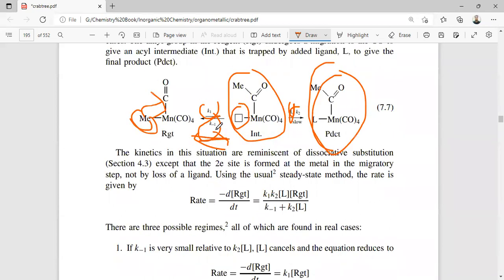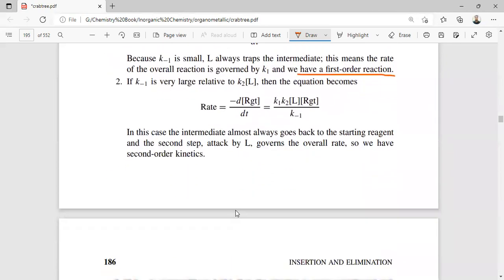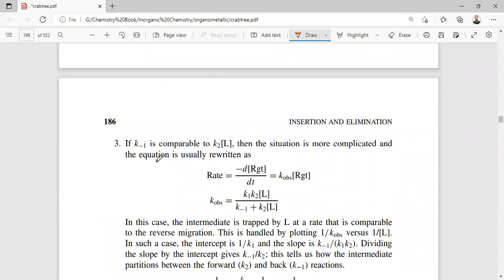When the reverse reaction is very fast, the second step is not possible, so it goes back to the starting reagent, and the overall rate of the reaction also depends on K1 and K2. That is the second order reaction. If K minus 1 is comparable to K2, that situation is more complicated, and the equation is usually rate equal to minus d[reagent]/dt equal to K observed [reagent].